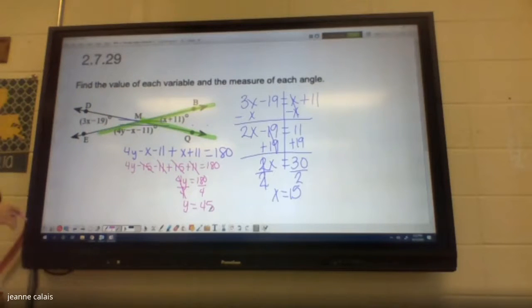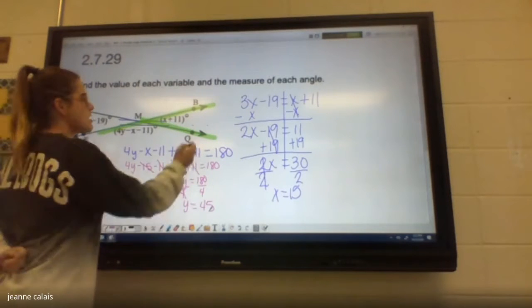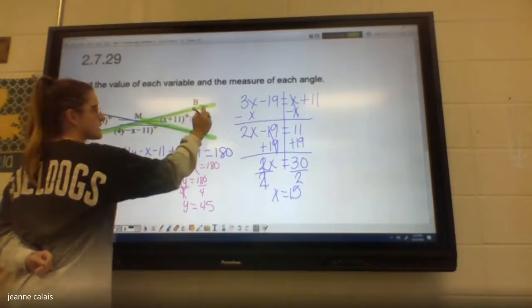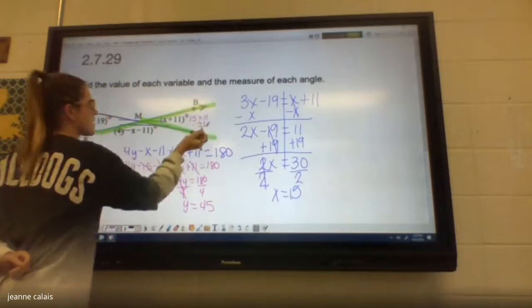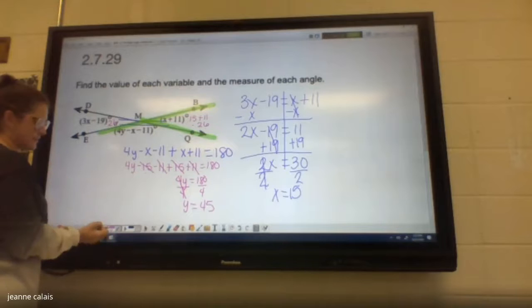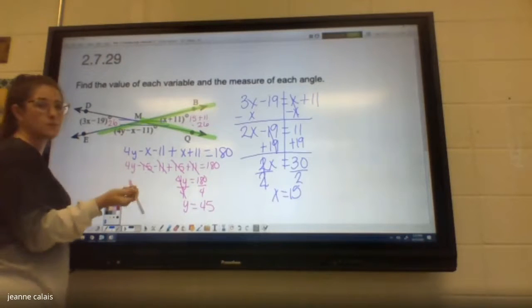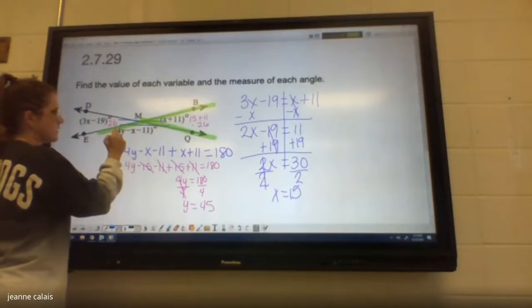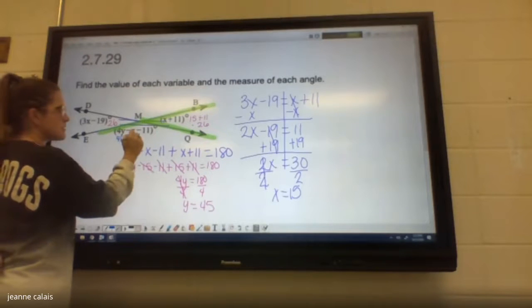Okay. So now what I need to do is plug in the value of my variables to find the value of my angles. Again, keep it simple. So x is 15 plus 11, 26. Vertical angles, so this angle is also 26. At this point, I could subtract from 180 to get my other angle. I'm going to just plug it in. Really, it's whatever you find easier.